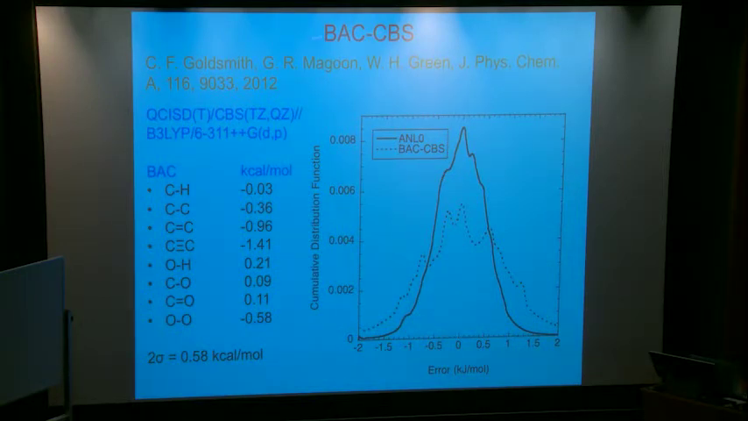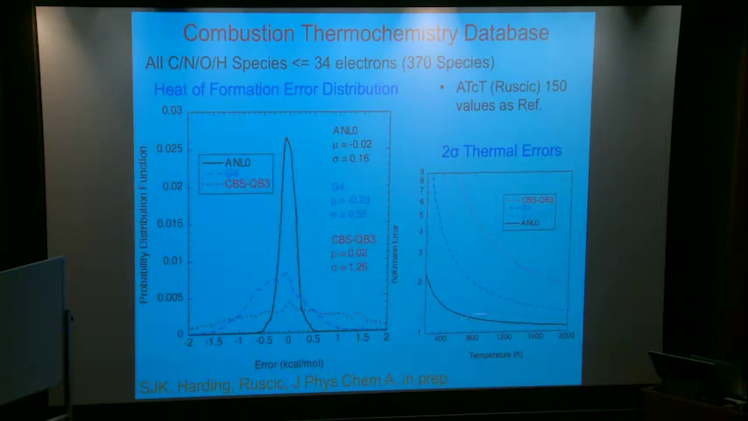This is a nice approach, the bond additivity corrected CBS approach. It's a little bit worse. Its 2 sigma is 0.58 versus 0.32. So it's somewhat worse, but it's small enough that you're not making too bad an error in your rate estimates just as a result of that energy.